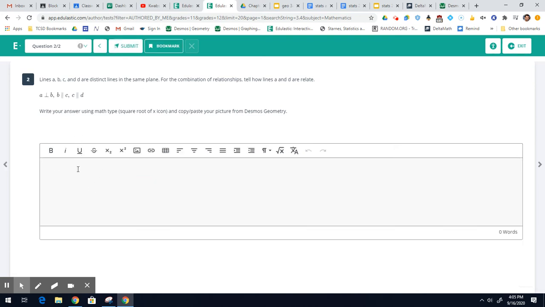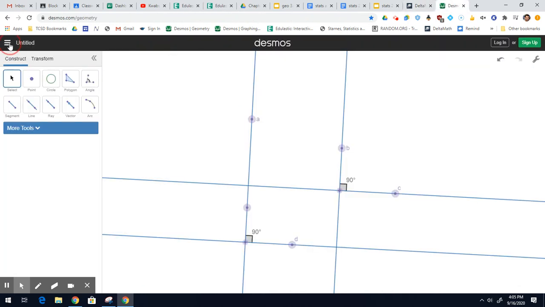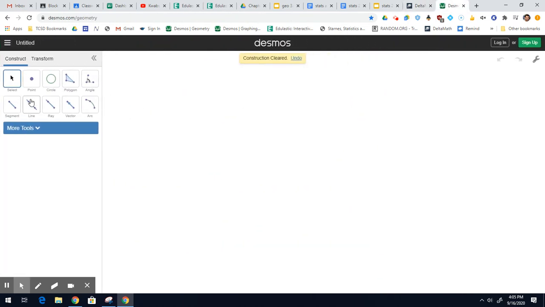Okay, let's try one more. So now I have A perpendicular to B, B parallel to C, and C parallel to D. All right, so let's draw this one. Okay, the same directions. So new construction. I have a line A.